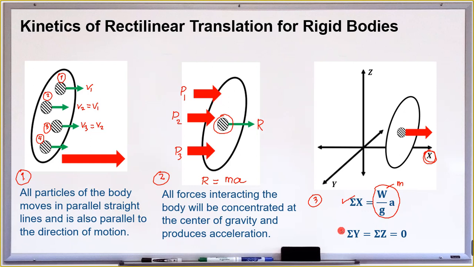And the second one, in your analysis, or part of your solution, is that you're going to let the summation of all forces in the other directions be zero. So here I put the summation of forces along y is equal to the summation of forces along z, in which both of them are equal to zero, meaning there is no movement on the other axis. Okay, this is the third law. So don't forget these three principles, because they are useful in analyzing problems related to rigid bodies.